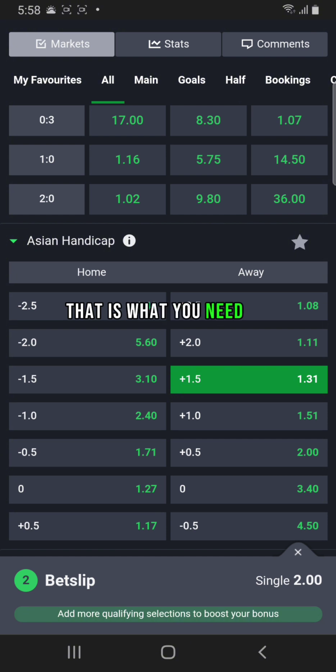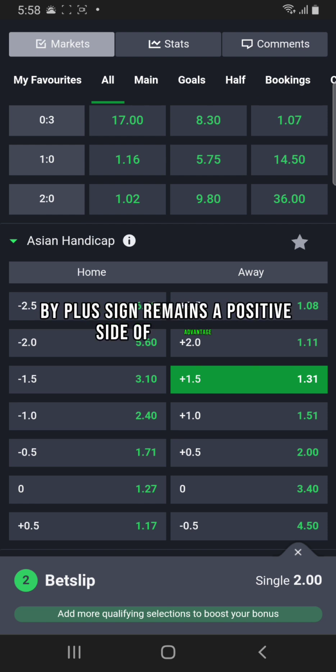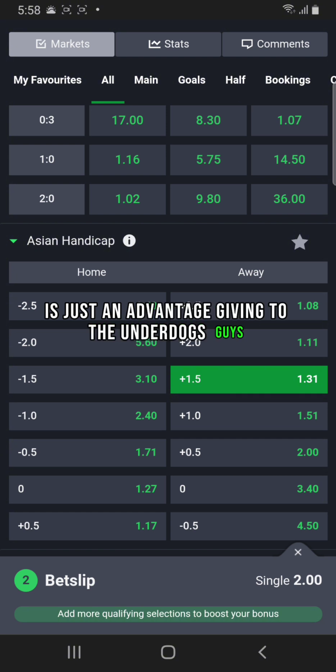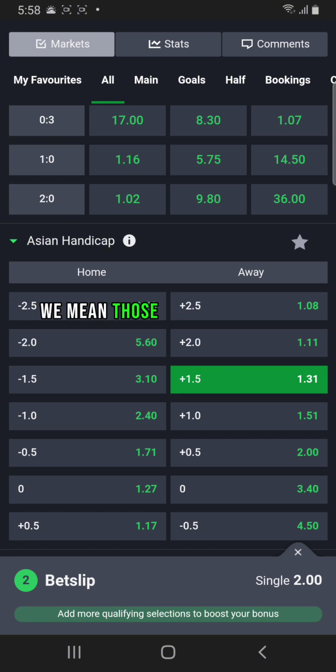That is what you need to understand when it comes to Asia handicap home and away. By plus sign, we mean a positive side of advantage given to the underdog, which can be the away team or the home team. It is just an advantage given to the underdogs, guys. By underdogs, we mean those teams that are not supposed to win a game, but they are willing to pull up a stunt in that very outcome.